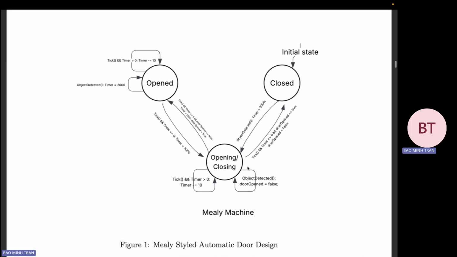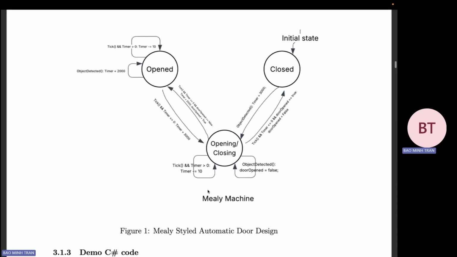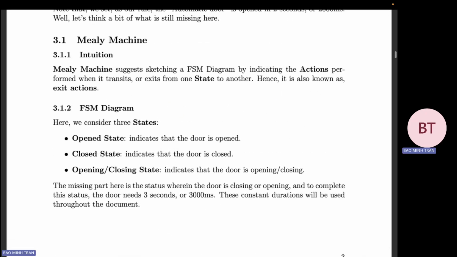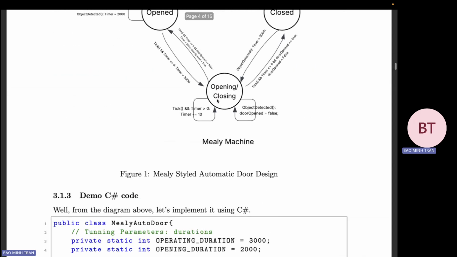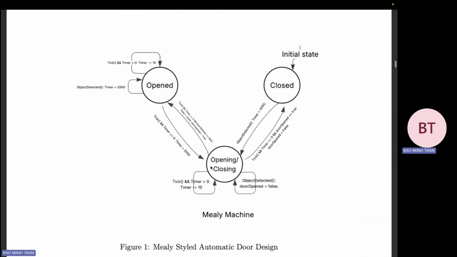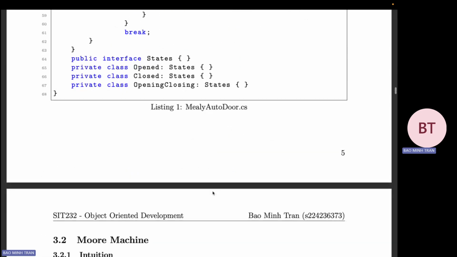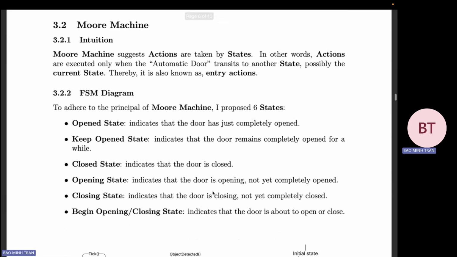So we can see that the actions are taken by the event, right? That is our definition of the Mealy machine. As you can see, the actions are performed when it exits from one state to another, possibly itself. The code is provided. You can have a look at that, but it's not our goal here.